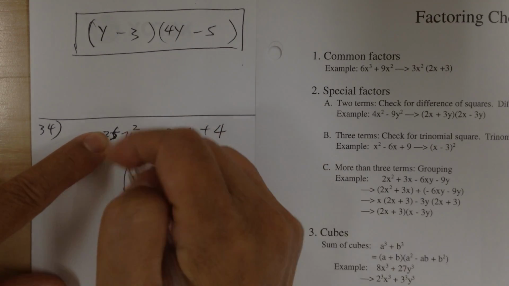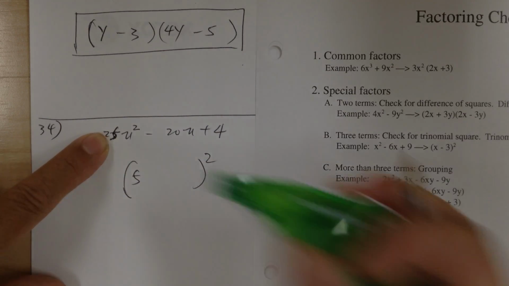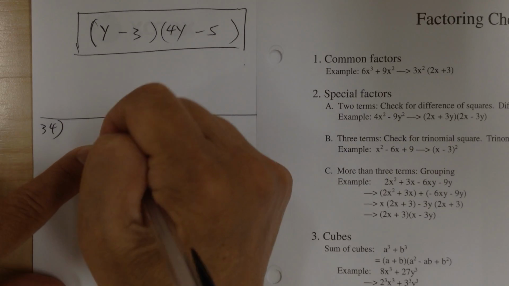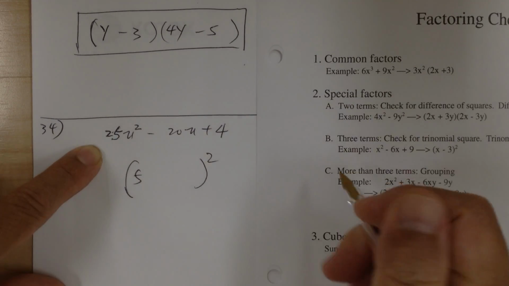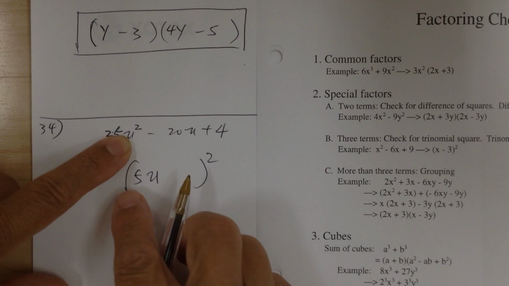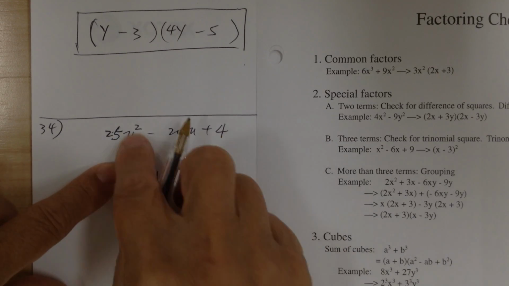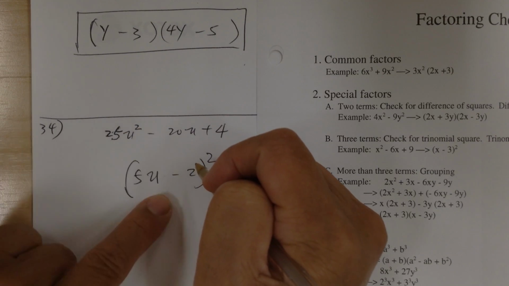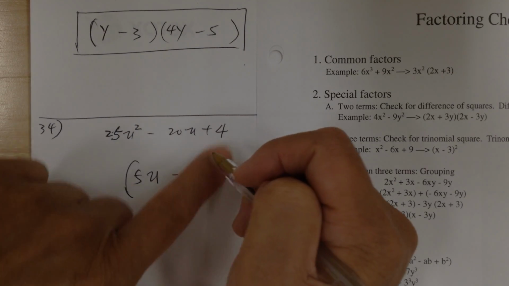To get 25, you get 5, right? 5 squared will give you 25. Let's write this a little bit better. And to get that, you need u. 5 squared gives you 25, u squared gives you u squared. And you need to get minus 2 because you have to match the middle. So negative 2 squared gives you 4.